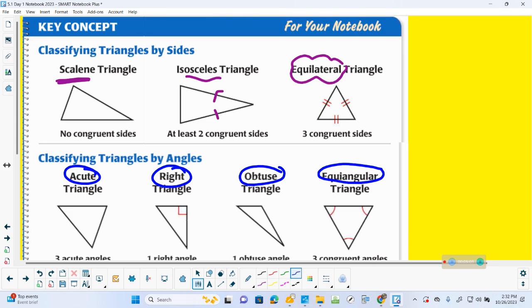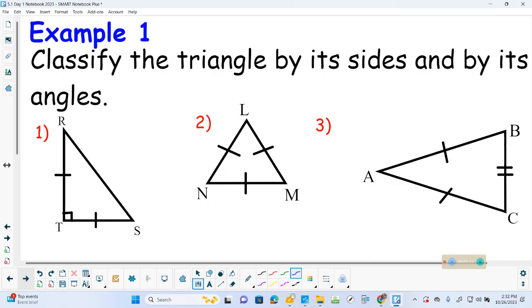So you'll see some pictures, I see some of you already doing them, you have to classify. You're going to have 2 words for each triangle. Classify by the sides and by the angles. So of course, as always, the first section is just a bunch of vocabulary. So here we go. Classify by the sides.